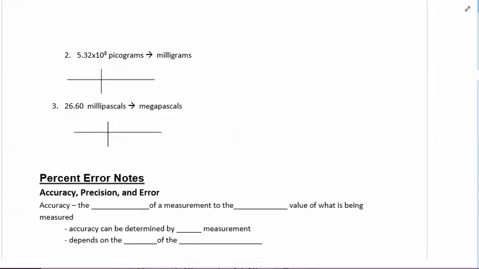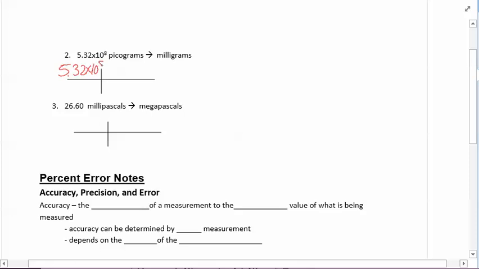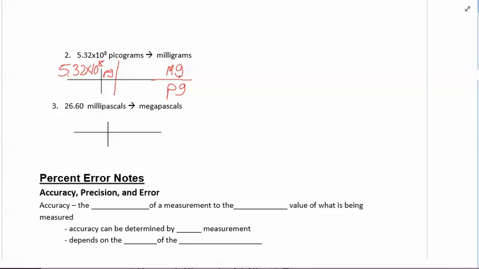So in the next example, we have picograms going to milligrams. So we have 5.32 times 10 to the 8th picograms. Kind of ran out of room there. So picograms will go in the denominator. Milligrams is the unit that I want, so milligrams will go on top. Now for us, picograms is the smallest prefix that we can have, so that makes milligrams larger. So milligrams gets the 1.